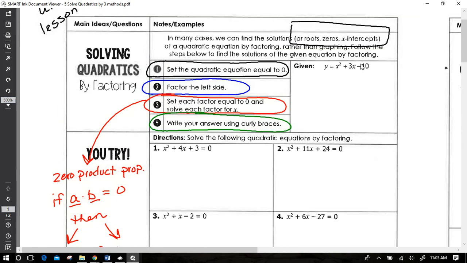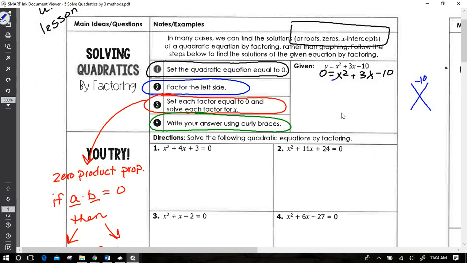So let's come up here now and take a look at this example number 1 right here. The first thing that we need to do is set the equation equal to 0. So instead of this y, we're going to put 0. All right, now I'm ready to factor. I see the a value here is 1, so I can jump straight to my x puzzle.